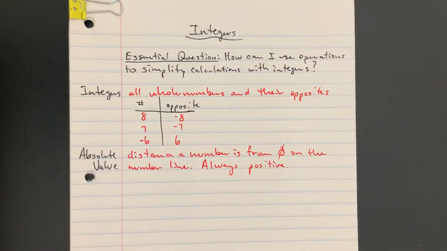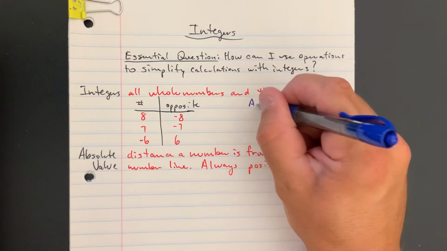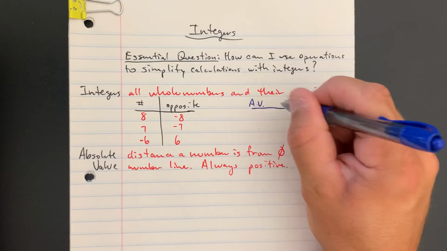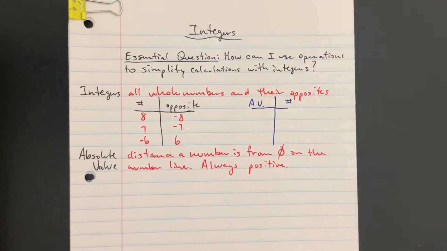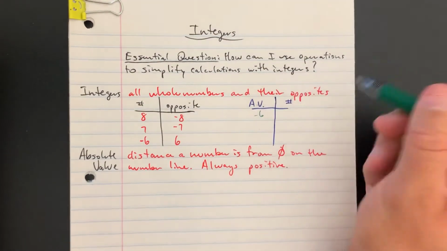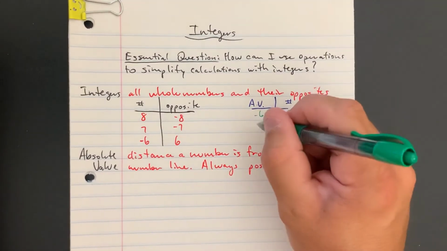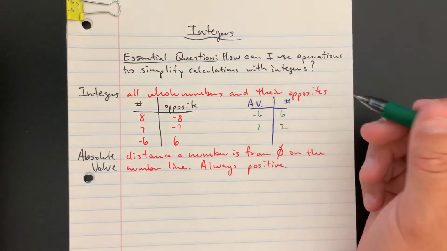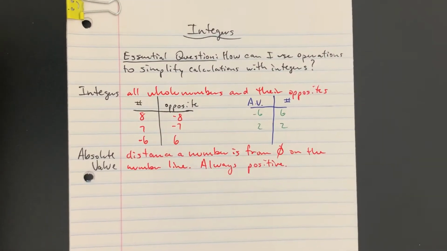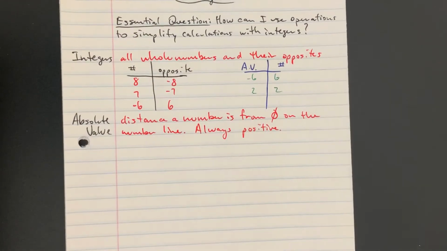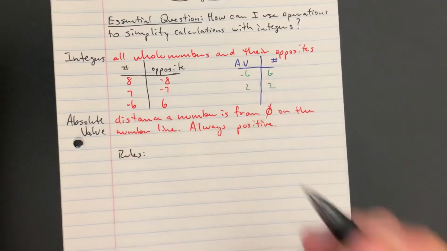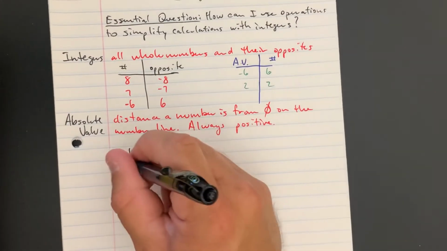All right, so if I were to create another little table here, absolute value, and then what the actual distance would be. So if I want to know the absolute value of, let's say, -6, that would be 6. 2 would be 2. So that is absolute values. Now, our rules for integers. All right, so let's start with addition.